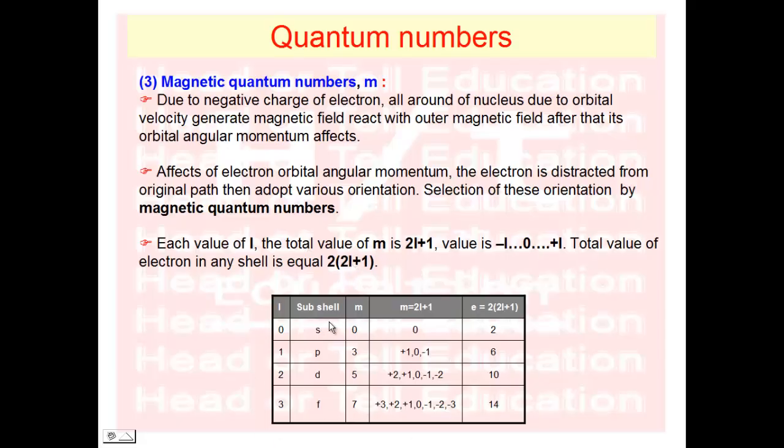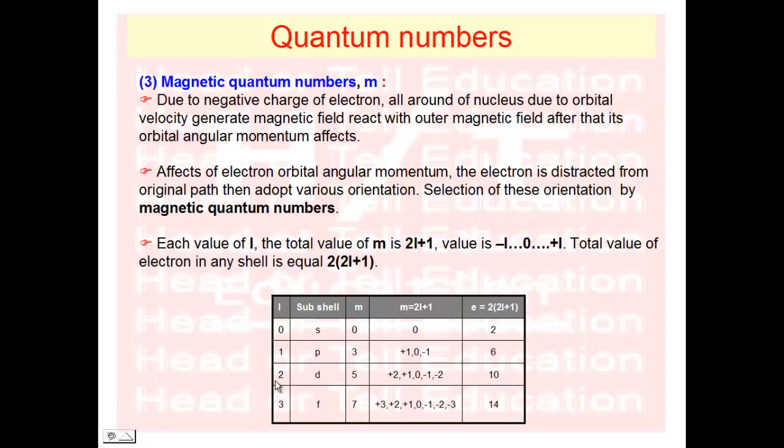In this table, we have seen that if the l value is 0, the subshell is s. The magnetic quantum number here is 0, and the maximum number of electrons is 2. Next, l value is 1, so the subshell is p. Here the number of magnetic quantum number values is 3, the range is plus 1, 0 and minus 1, and the maximum number of electrons is 6.